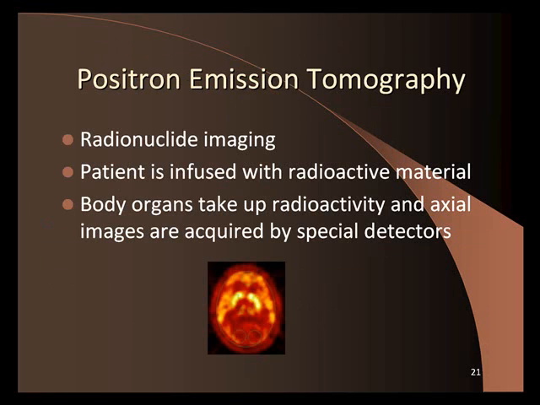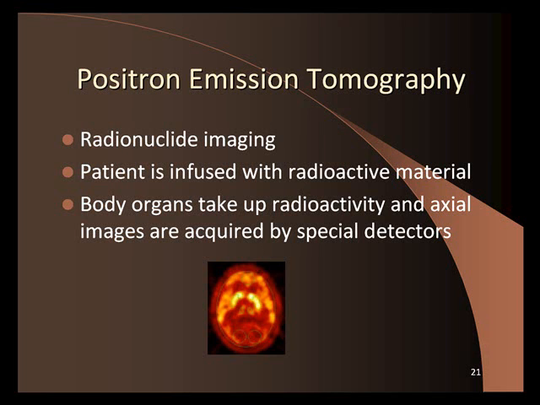Okay, positron emission, just some points on positron emission tomography. It's radionuclide imaging, which means that the patient is injected with radioactive material. It's infused into a vein, and it goes all over the body. The body organs take up the radioactivity, and axial images are acquired by special detectors. The PET scanner looks like a CT scanner, actually. The patient goes into the tube, but there's no rotating X-ray tube. There's just detectors that monitor radiation coming out of the patient, and that radiation is used to form the image.